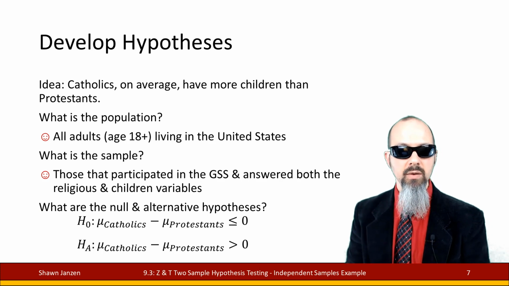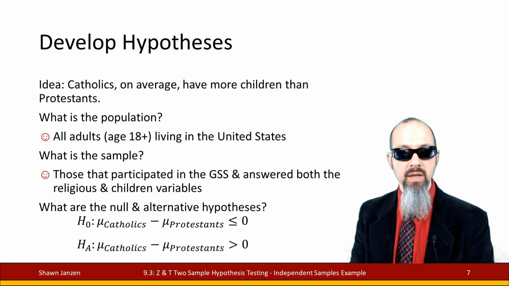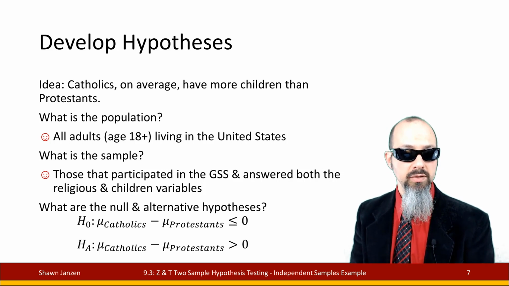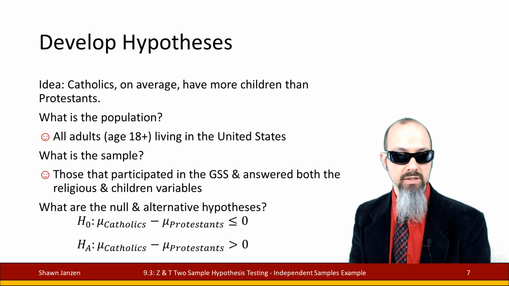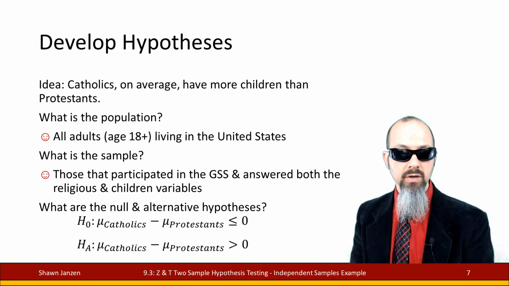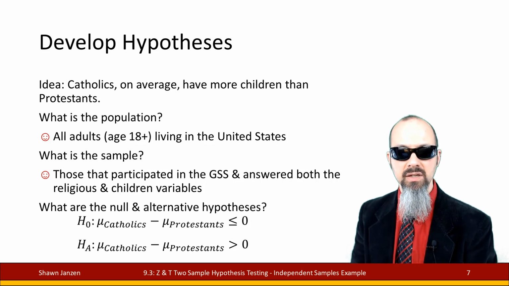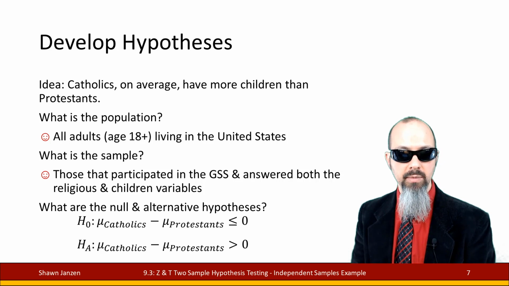Okay, so now that we're talking about this, the idea was that Catholics on average have more children than Protestants. The population, according to the General Social Survey, are all adults 18 or older living in the United States. The sample are those that had participated in the General Social Survey and had answered both the questions related to religious identity and the number of children. So there are going to be some individuals that didn't answer these questions, so they're not part of the sample as it pertains to these variables. They might be part of the broader GSS, but I'm narrowing my scope here.